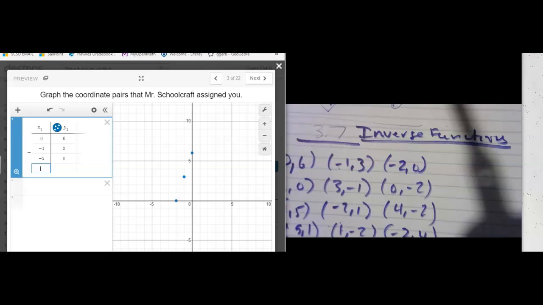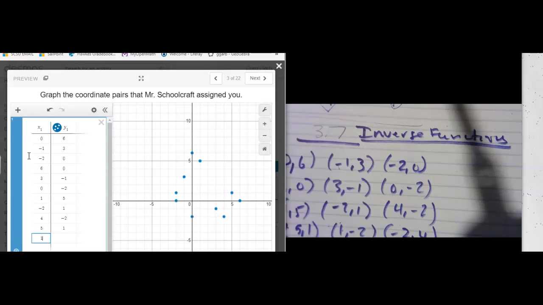And (6, 0), (3, -1), (0, -2), (1, 5), (-2, 1), (4, -2), (5, 1), (1, -2), and (-2, 4).